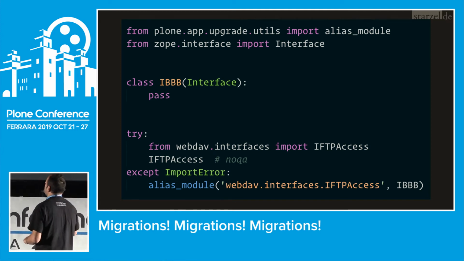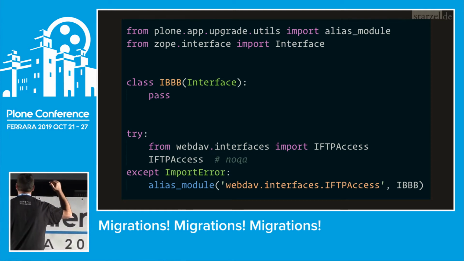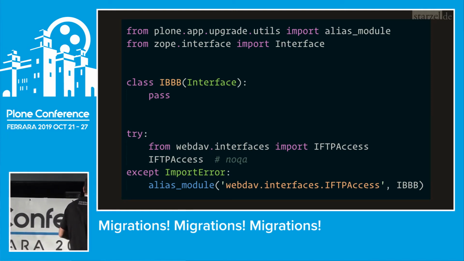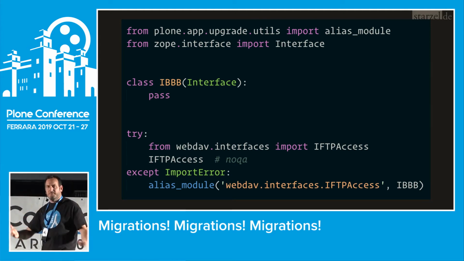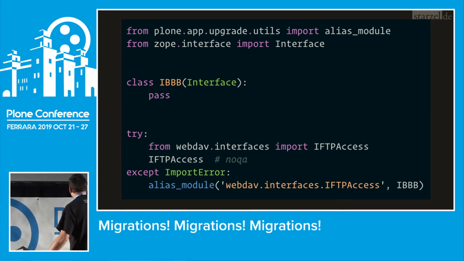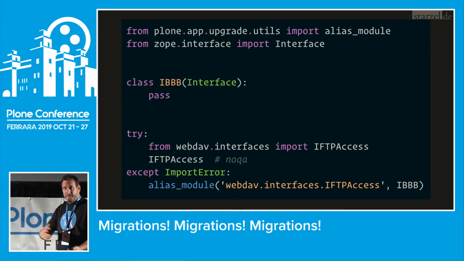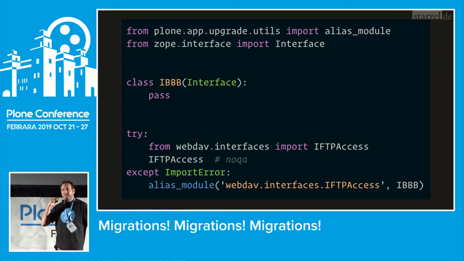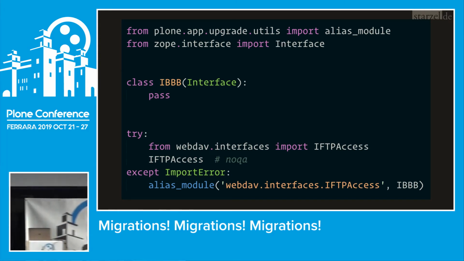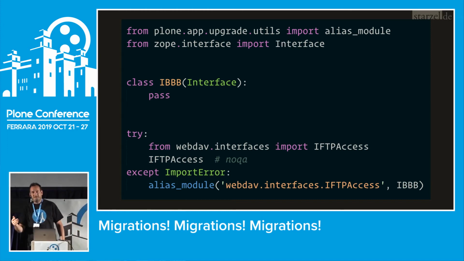This is an example from WebDAV. What it does is it adds IFTPAccess into the path, so it's importable by the persistent data in your database when it's unpickling the pickle that is referencing that, but it's replacing whatever it was before with an empty BBB interface. BBB means backward compatibility. I don't know, that doesn't make sense, but someone came up with that at some point.